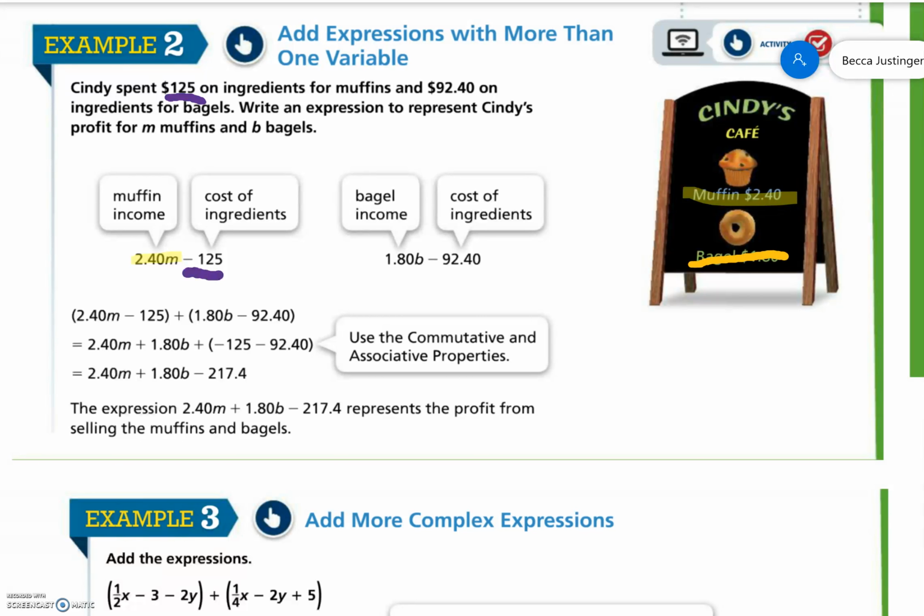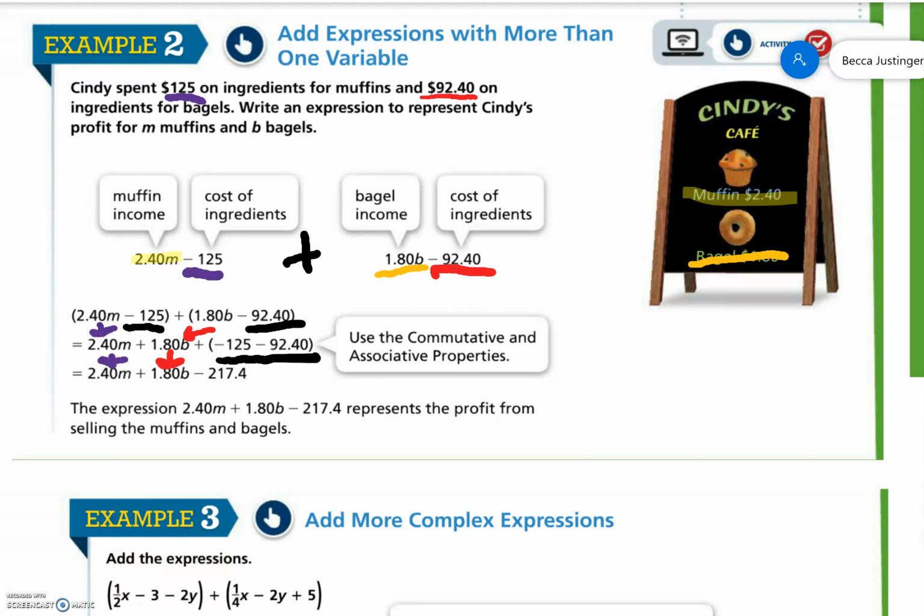She makes $1.80 every bagel, but we need to subtract the cost of buying a bagel. To find her total profit, we are going to add these two expressions together. 2.40M minus 125 plus 1.80B minus 92.40. Looking here, I know I can put my two constants together, but I can't combine the M and the B. They are not like terms, so they just keep following down, and they'll be part of the final answer.